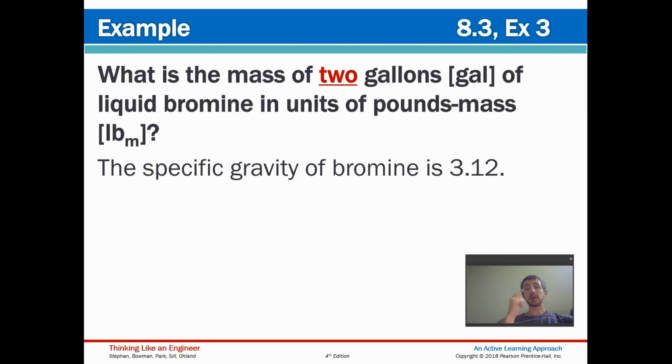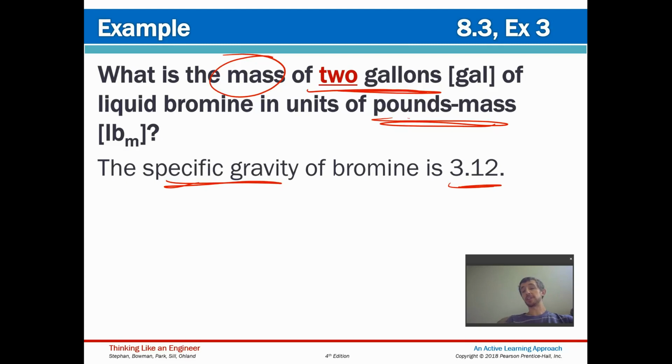Okay, let's try out one more problem. So what is the mass of 2 gallons of liquid bromine in units of pound mass? Okay, a little bit different. So 2 gallons, that's probably important. Pound mass, also important. It's asking for the mass. And it says the specific gravity, okay, that's probably going to be helpful, of bromine is 3.12.